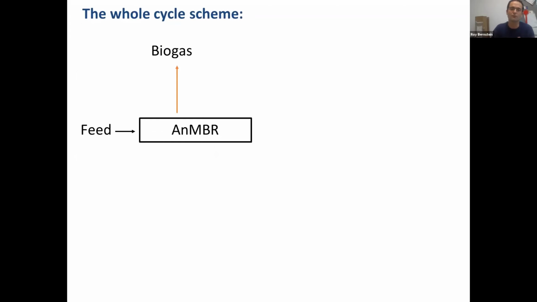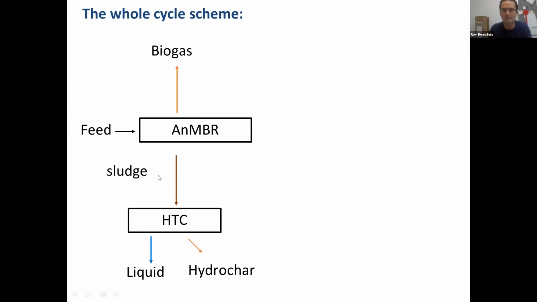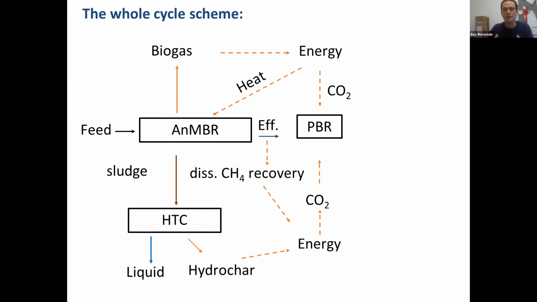So the scheme is as follows. We have the industrial feed wastewater that we take from a potato chip factory about an hour drive from Sde Boker. We bring it here, and it is treated using the anaerobic AnMBR. We collect the biogas, and we also take some of the excess sludge and treat it using hydrothermal carbonization, and then we get hydrochar and a liquid phase out of this process. Then what you see in the dashed arrows is something that we are going to investigate. The full ones are being investigated.